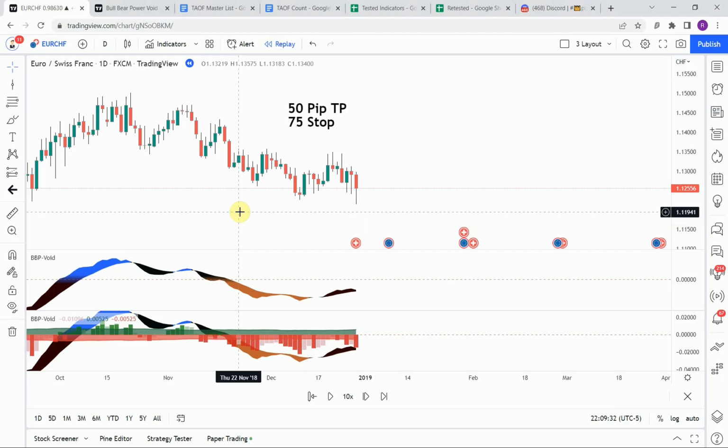Today we will be testing the bull bear power void indicator.